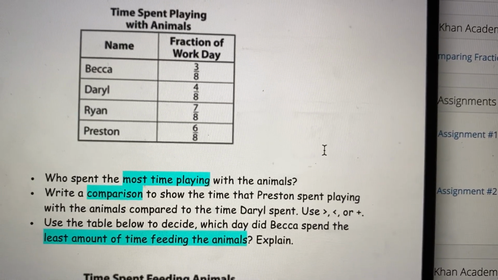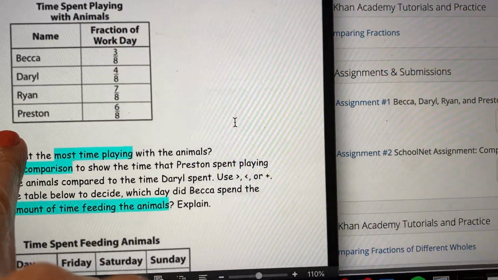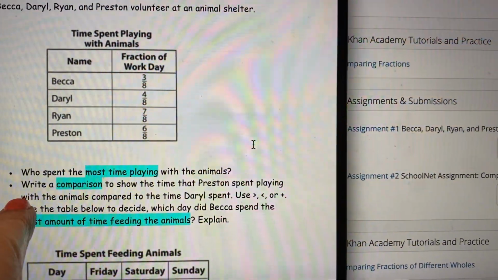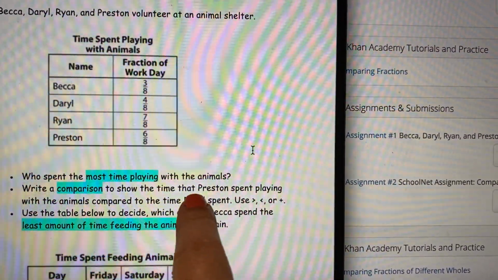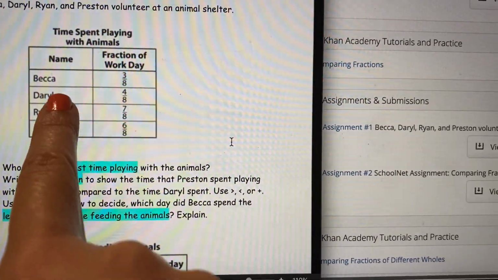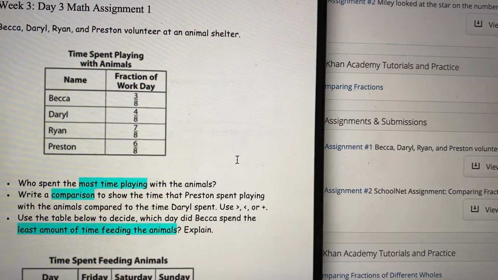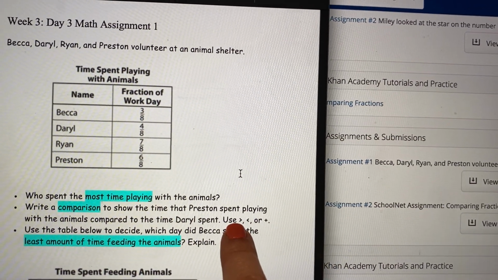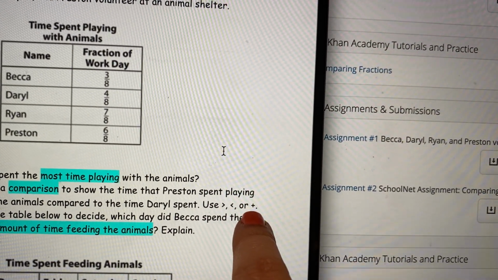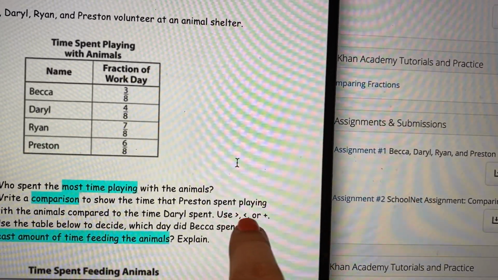Then it says here, write a comparison to show the time that Preston spent playing with the animals compared to the time Daryl spent. So we're only focusing on Preston, and then it's asking for Daryl playing. So it says it has greater than or less than. I wouldn't recommend looking at this one. I'm not quite sure what they were trying to do here. So don't worry about that because you won't really need it.